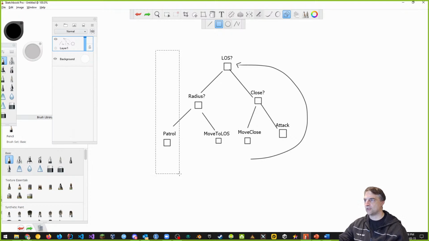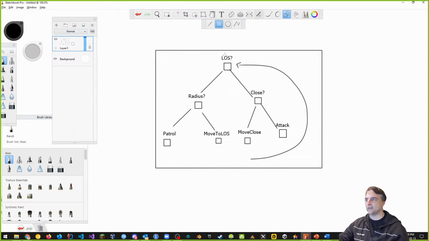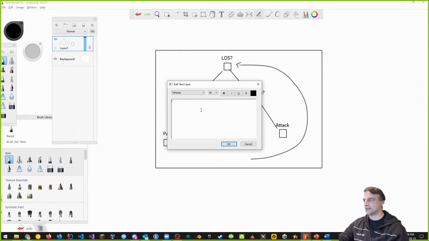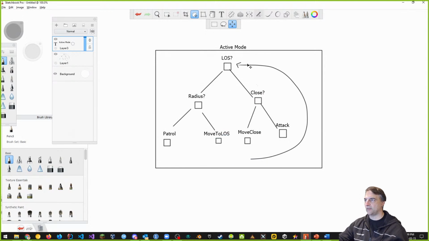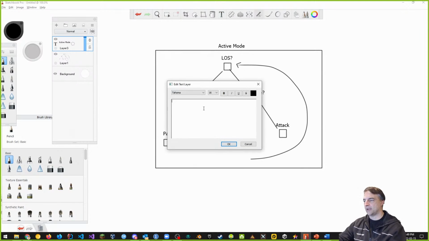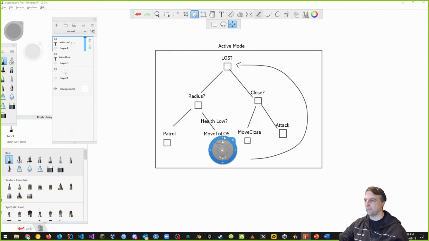And we ask the question way above over here, which is, this is the active state. So I go into active mode, I check to see if I'm in line of sight, similar to what we did with the state. And then the question that I would ask at the top would be something like, is health low?